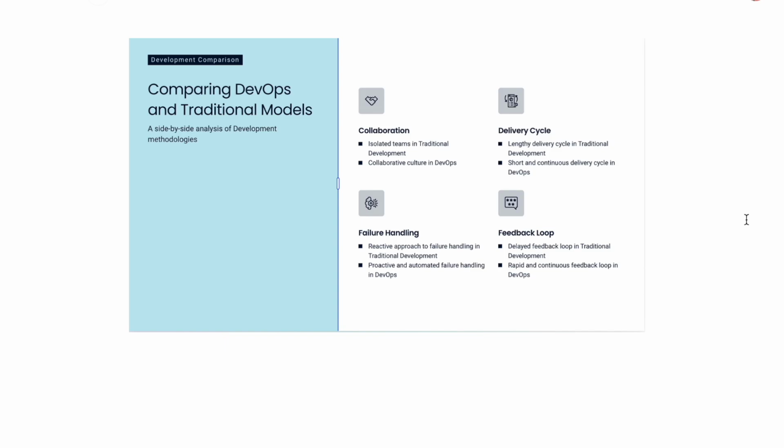Failure handling: it's a reactive approach in traditional development, but in DevOps, it's proactive and automated failure handling. Feedback loop: in traditional, the feedback loop is delayed because of the long cycle, long dependencies and manual processes. But it's a rapid and continuous feedback loop in DevOps. So this is a simple comparison between DevOps and the traditional models.